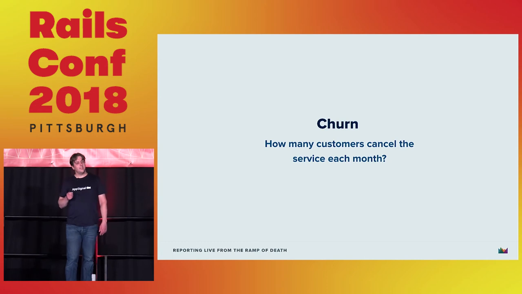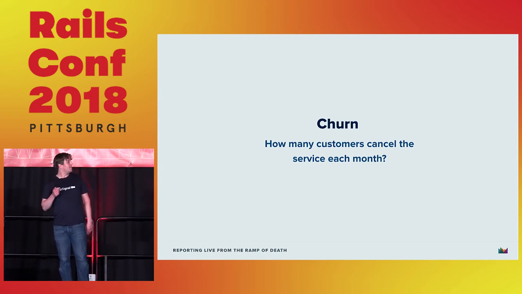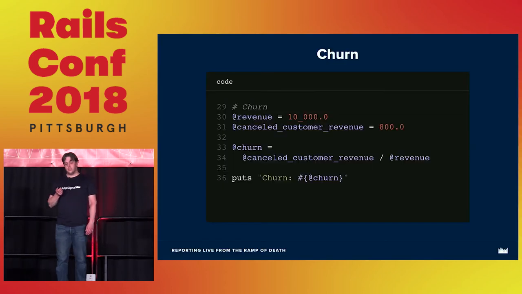Next up is churn. This is how many customers cancel each month. And then you look at that as a percentage of revenue. So if you have a few customers, you take the plan value that they have and you look at how that compares to the total revenue you have at that time. In this case, we lose $800 revenue a month. And again, we calculate a percentage.